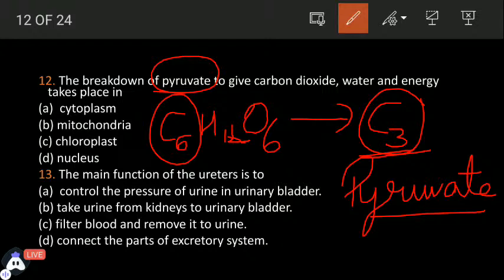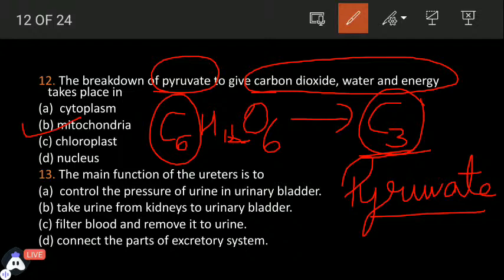If you have enough amount of oxygen, pyruvate breaks in mitochondria. If you have lack of oxygen, it breaks in muscle cells. And if you have absence of oxygen or no oxygen is present, then it breaks in or occurs in yeast cells. So now they are saying the breakdown of pyruvate. Carbon dioxide, water and energy are the product when the pyruvate breaks in mitochondria. So, the breakdown of pyruvate to give carbon dioxide, water and energy takes place in mitochondria. Moving ahead to the next.